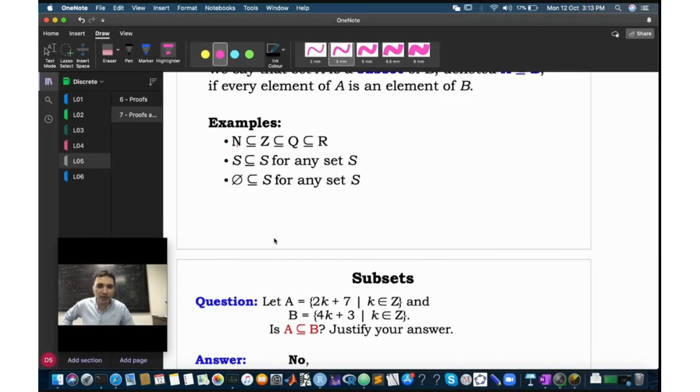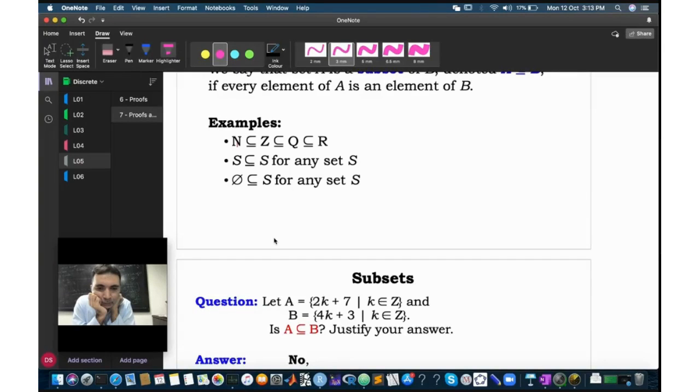Okay, give me an example. Give me an element which is in A and it's not in B. Sir, 9 is in A, but it is not in B. 9 is in A and it's not in B. So when k is 1, I get 9.